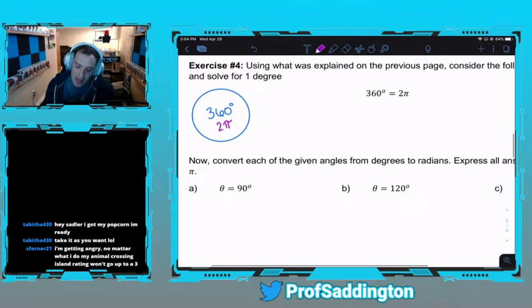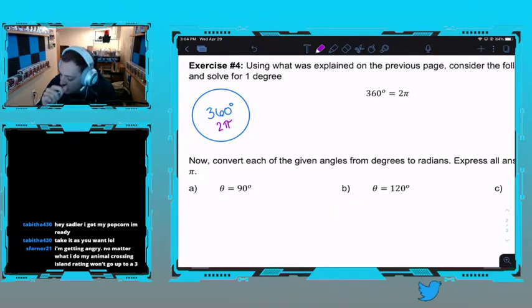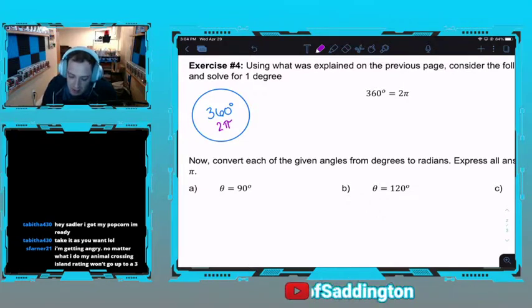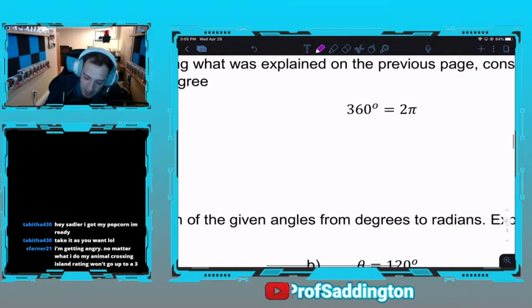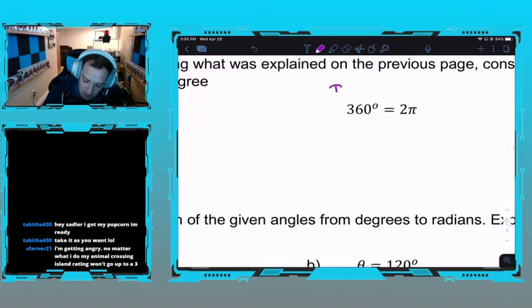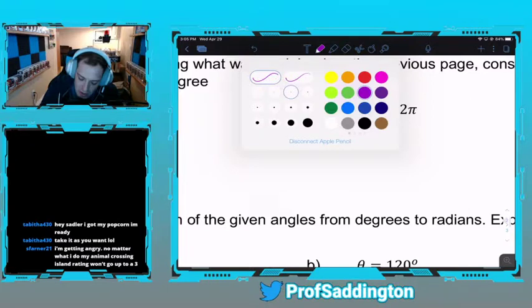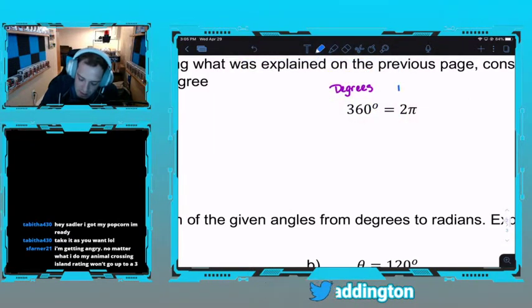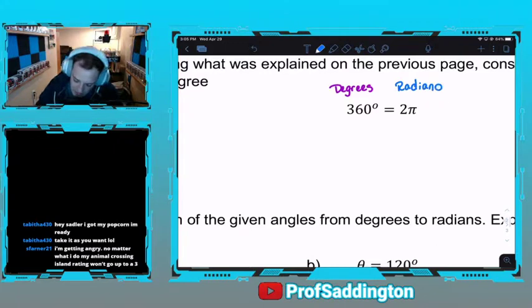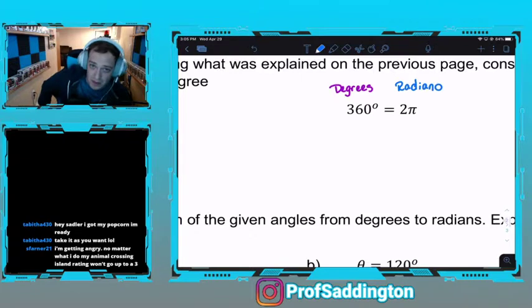As far as what we're going to do here, we have 360 degrees is equal to 2 pi. On the left side, this is represented by degrees. This is what we've been doing since day 1, since we started working with our shapes. It's always been degrees. The right side is this new thing called radians. Let me see which side we're solving for. This wants us to go from degrees to radians.